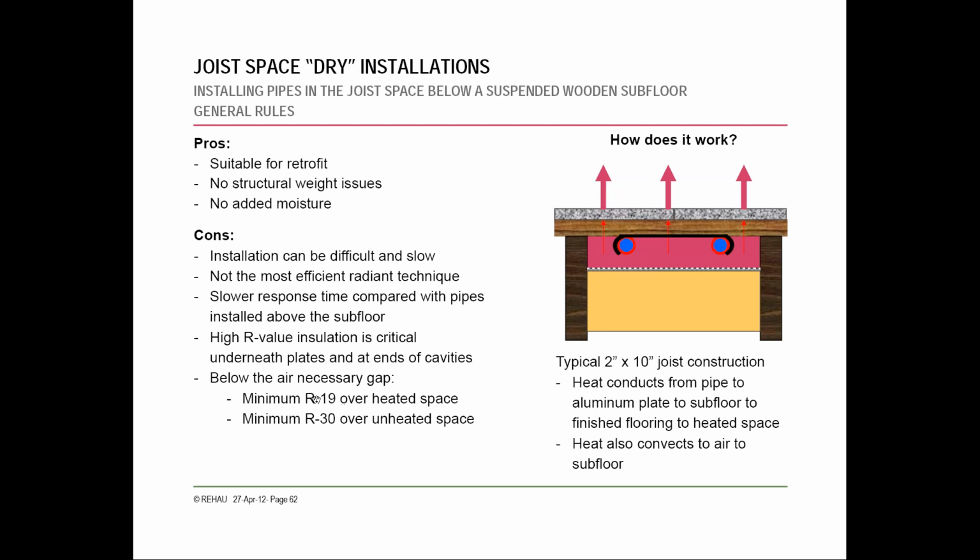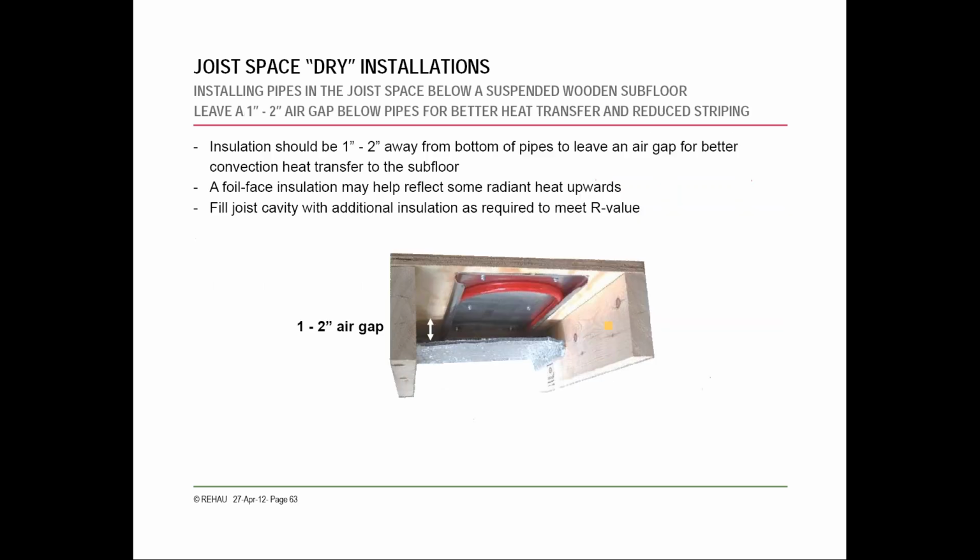As you can see here, Howe has some numbers: minimum R19 value when you're going over a heated space, and if you're in an unheated space, for example a crawl space or whatnot, you want to have R30. As I mentioned, keep an air gap to keep that area warm and then drive that heat upwards. Air is definitely a fantastic insulator, which is what foam insulation is doing as well. But an air gap will help keep the insulation off of the heat transfer panels and drive it upwards.